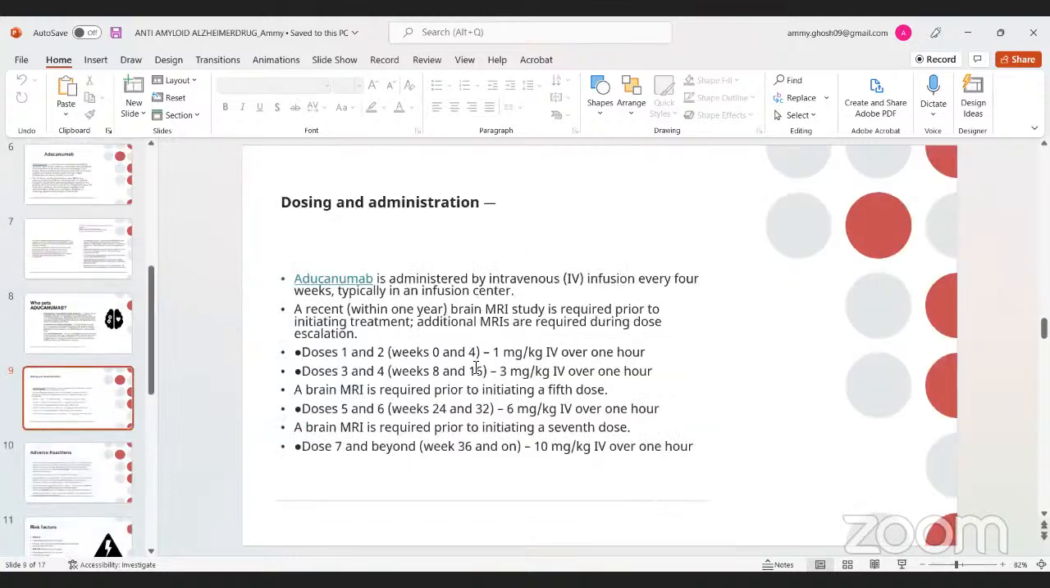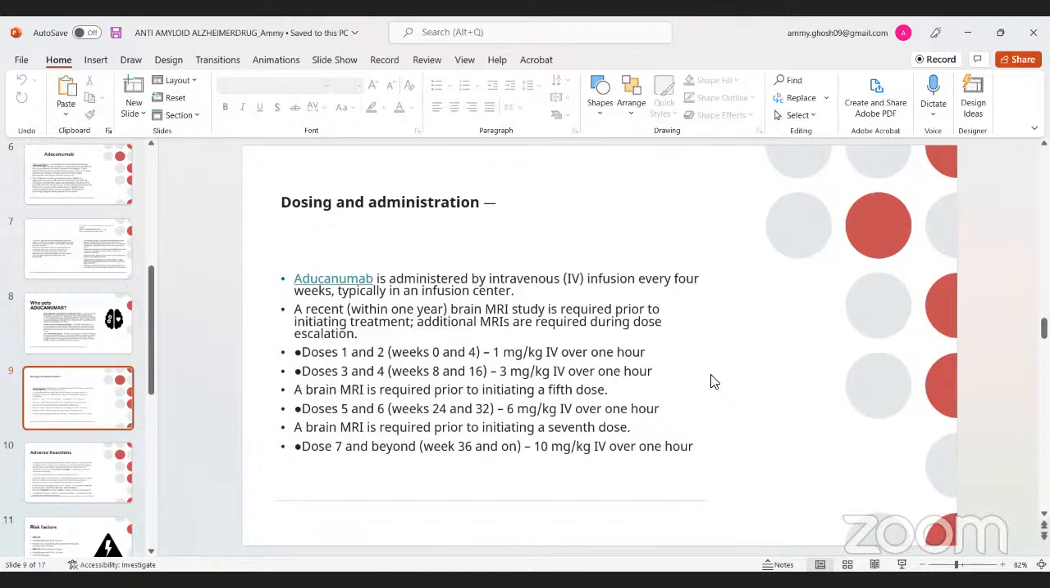So what will the dose be like? Aducanumab is usually administered by intravenous infusion every 4 weeks. Typically, it is done in an infusion center. A recent brain MRI, within 1 year, is required prior to initiating the treatment. Additional MRIs are required during the dose escalation. Dose 1 and 2, which are given on week 0 and 4, are 1 milligram per kg IV over 1 hour.